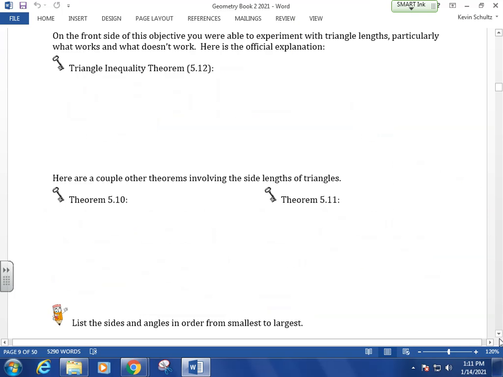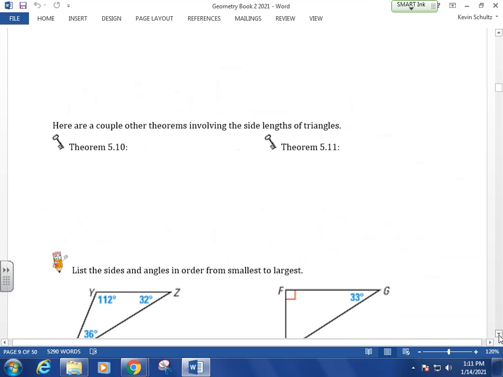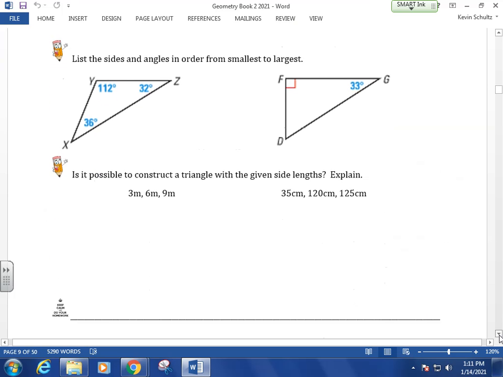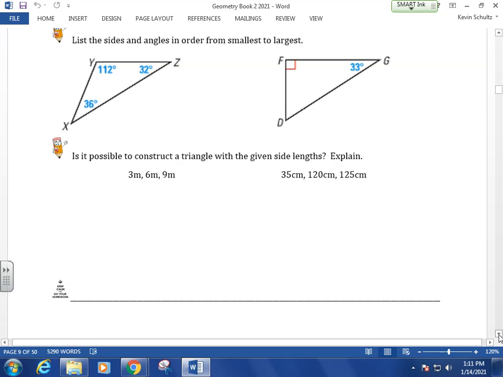So looking down the page a bit, it says list the sides and angles in order from smallest to largest. So we have a triangle here with angle measures of 112, 32, and 36. It's pretty easy to label the angles from smallest to largest. We have 32 degrees, then 36 degrees, then 112.